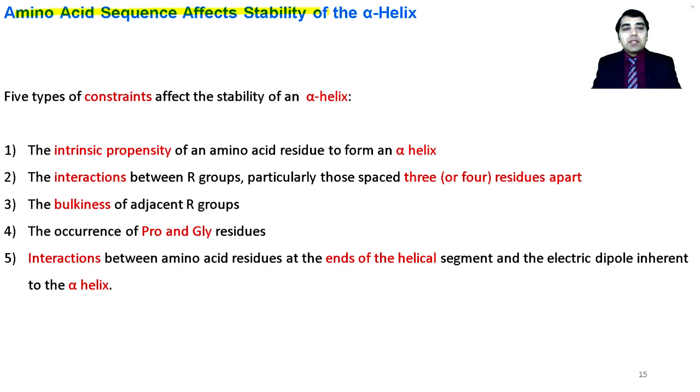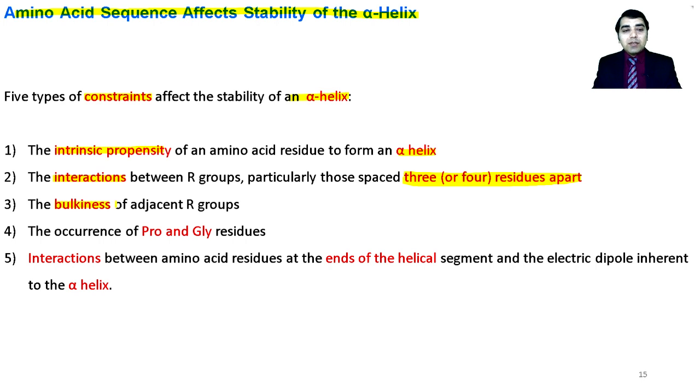Amino acid sequence affects the stability of the alpha helix. There are 5 types of constraints that are involved in the formation of alpha helix. One is the intrinsic property of the amino acids. For example, the bulky groups and some of the amino acids that have rigid rotation will not make the alpha helix. And some of the interactions of the amino acids are also important. For example, if the amino acids that are 3 or 4 residues away are similarly charged and not oppositely charged, they will not make the alpha helix.